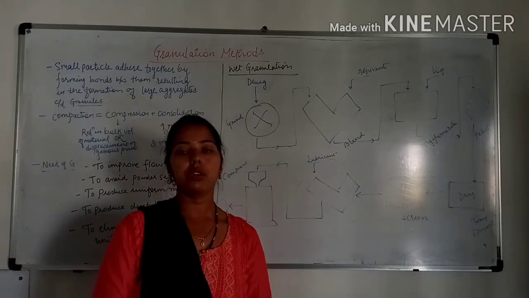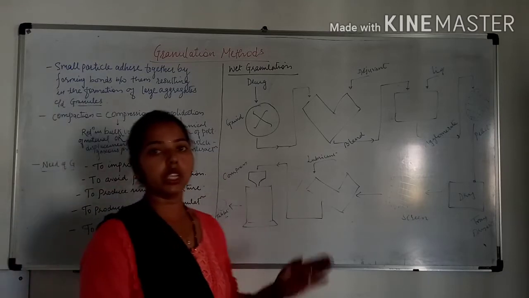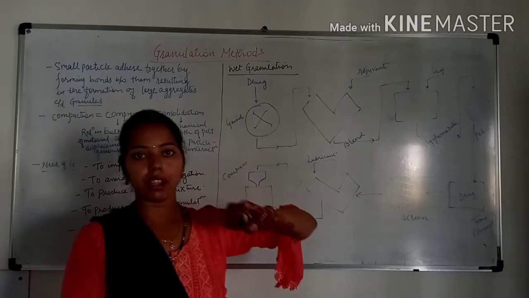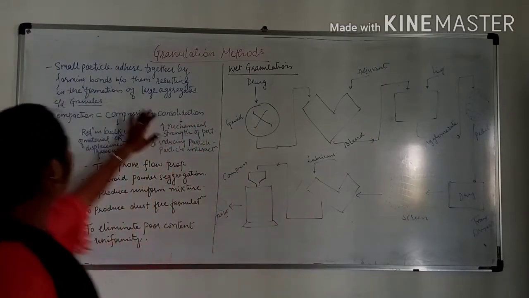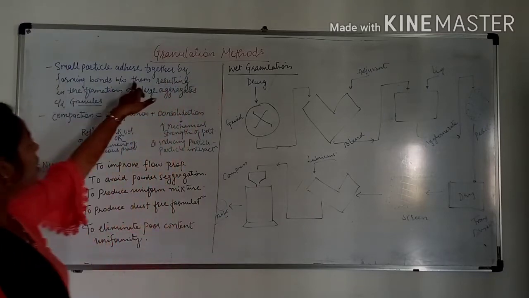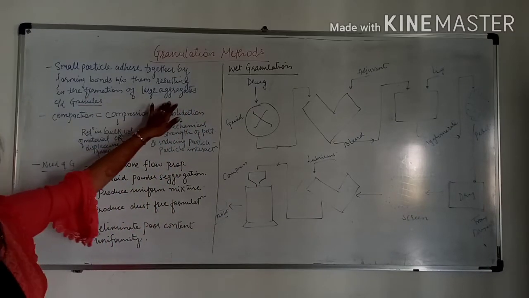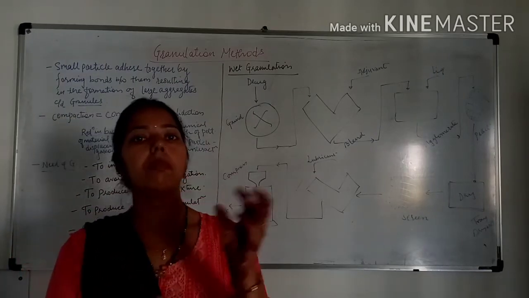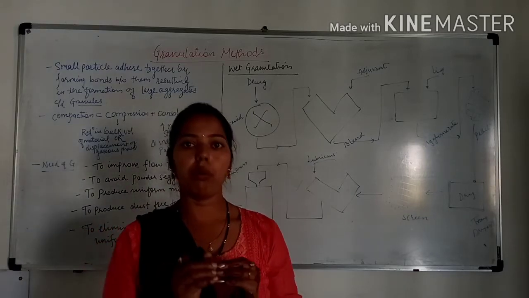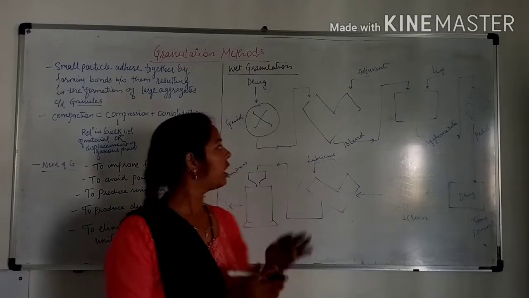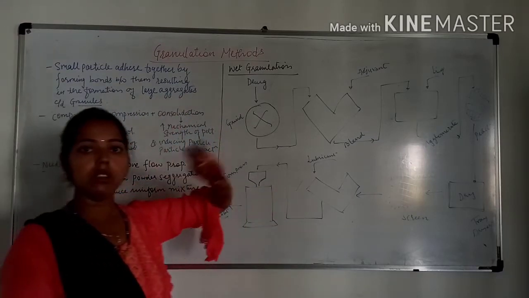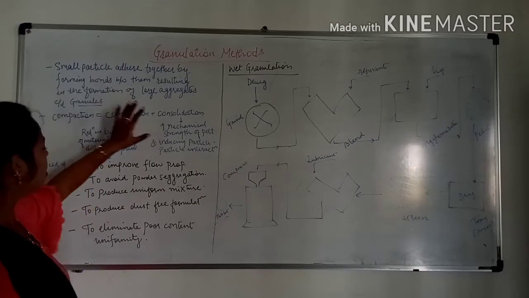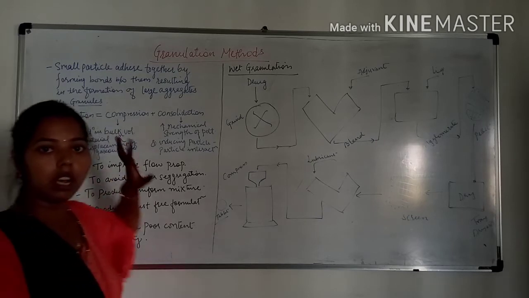First of all, try to understand what a granule is. Actually, a granule is a compact mass, formed when smaller particles get adhered together by forming bonds between them, resulting in the formation of large aggregates, which is known as a granule. It means that the smaller particles form intermolecular bonds between them and create an aggregate or large mass, which is known as a granule. So granulation is a process in which compaction occurs.